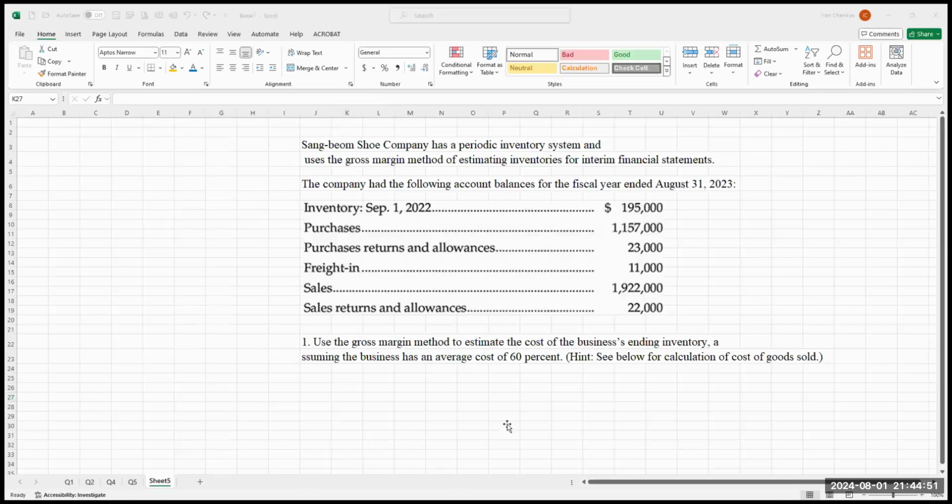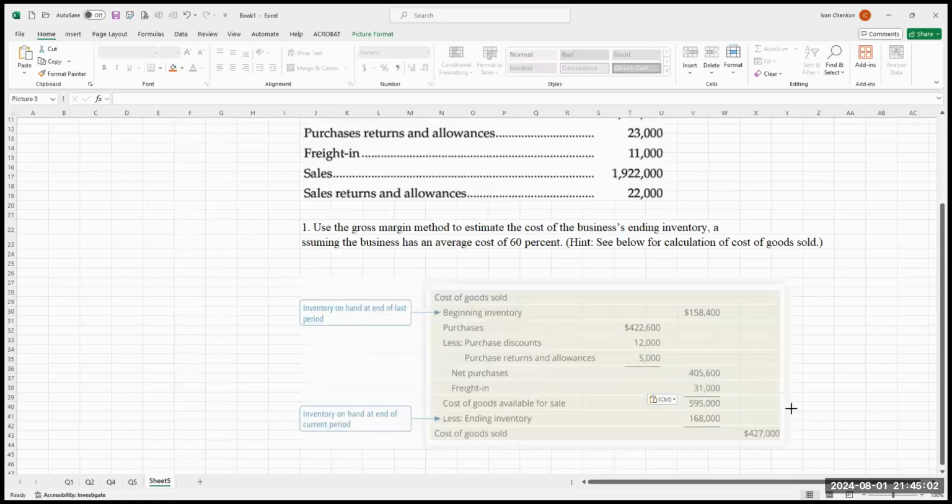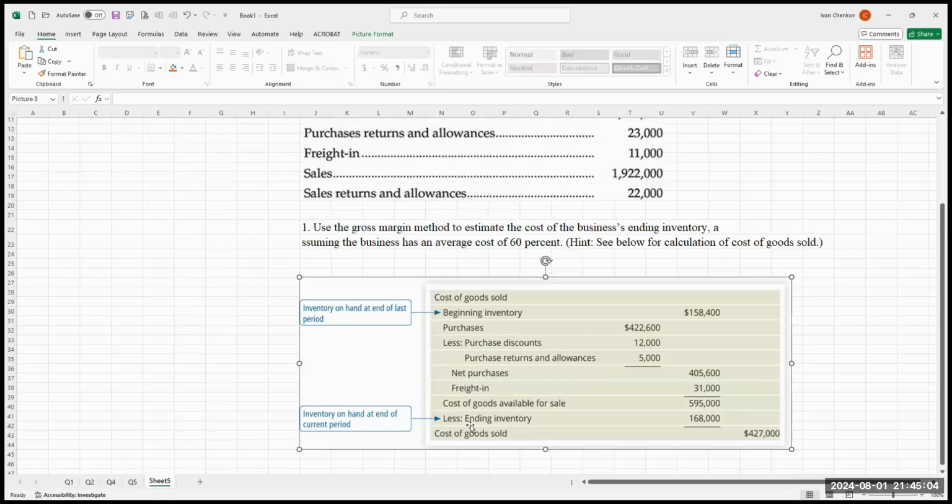For the purpose of this question, we can use the following general rule, which is right here. How are we going to get cost of goods sold? First, we're going to start with the beginning inventory. Then we're going to get the purchases. Then we're going to deduct the purchase discount and purchase return allowances. Then we're going to get the net purchases. Then we're going to get the freight in. And then we're going to get the available cost of goods for sale.